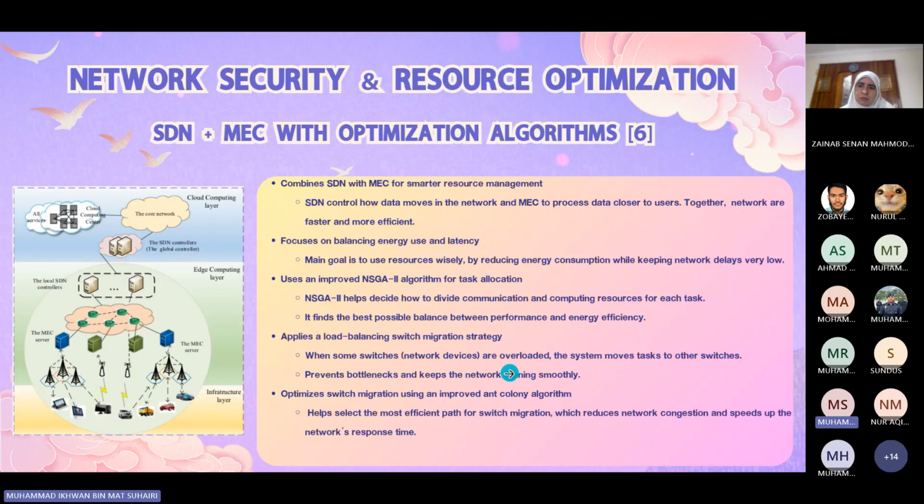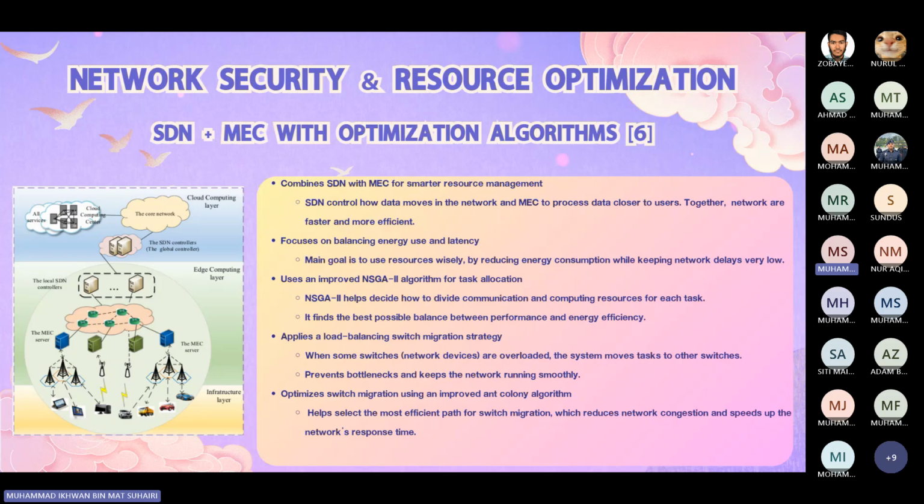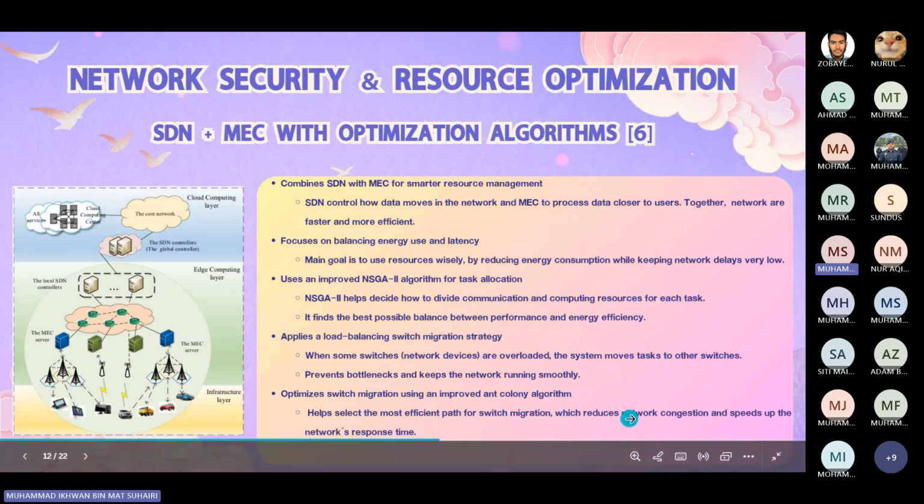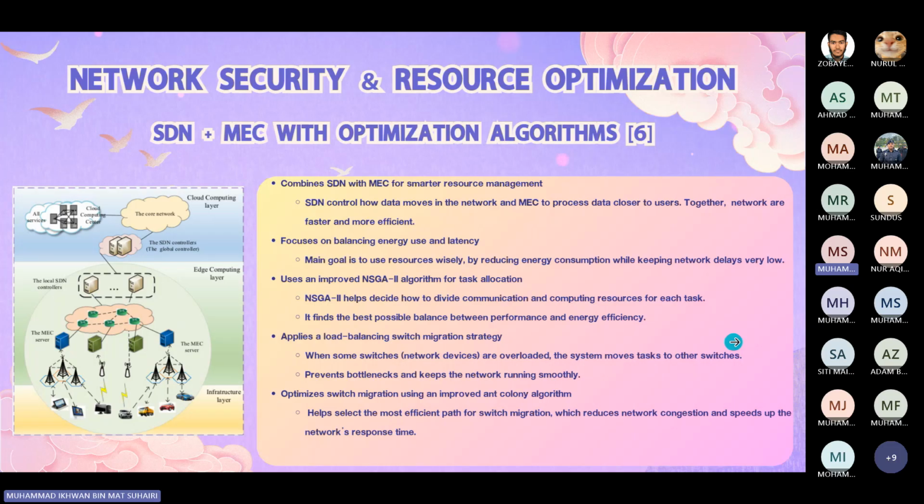It applies a load balancing switch migration strategy, where when some switches, that is, the network devices, are overloaded, the system moves tasks to other switches. This prevents bottlenecks and keeps the network running smoothly. It also optimizes switch migration using an improved ant colony algorithm. It helps select the most efficient path for switch migration, which reduces network congestion and speeds up the network's response time.